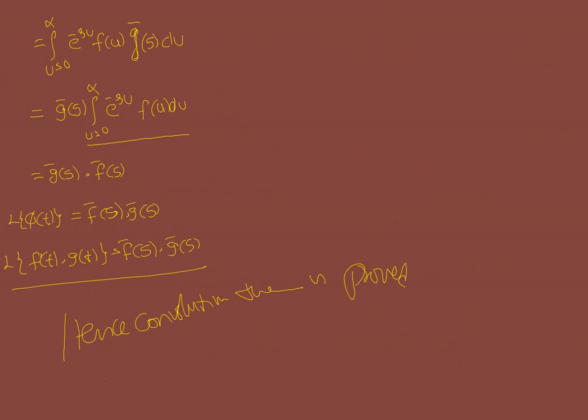So next, therefore integral u is equal to 0 to infinity e power minus su into f of u into g bar of s, that is into du. Therefore g bar of s you get outside of the integration. Therefore you are left with integral u is equal to 0 to infinity e power minus su into f of u du. That is again the standard definition of the Laplace f bar of s. Therefore Laplace of phi of t is equal to f bar of s into g bar of s. But phi of t means f of t into g of t. That is equal to f bar of s into g bar of s. Hence the convolution theorem is proved. Okay, thank you.